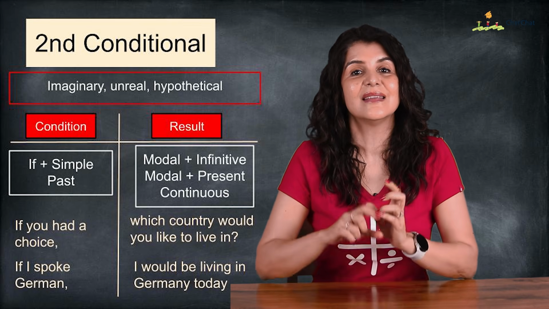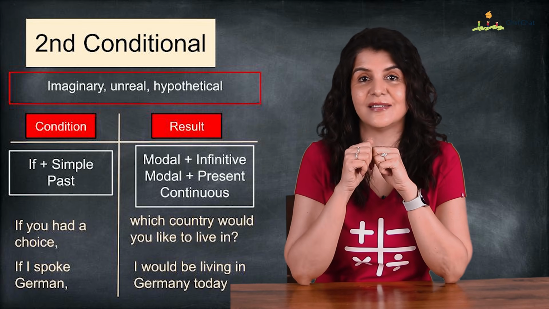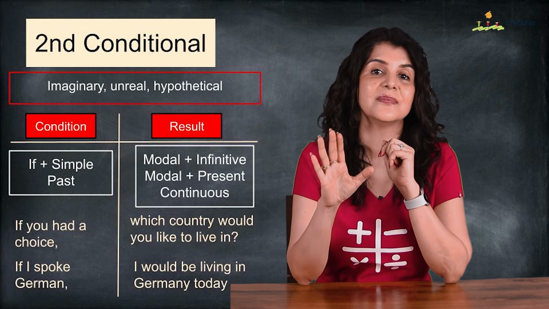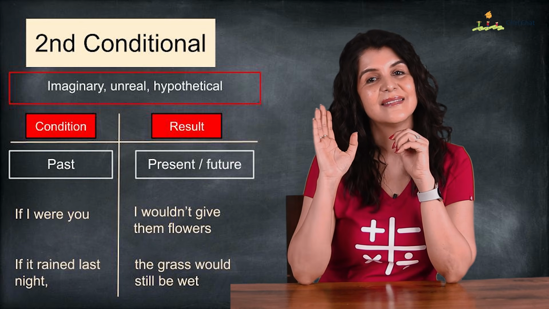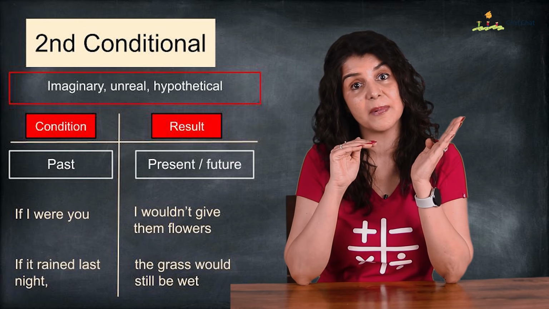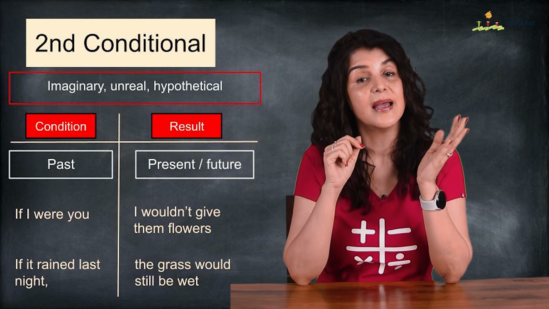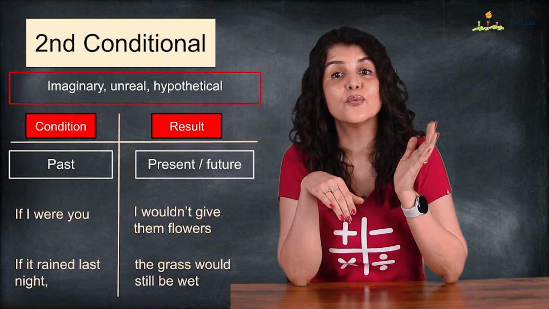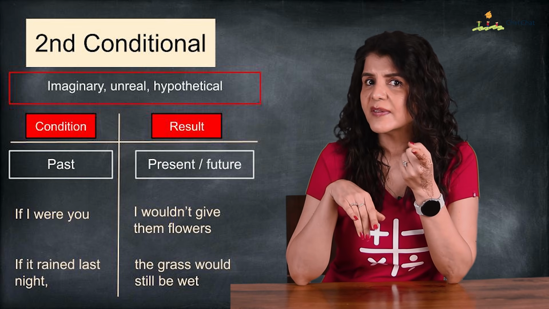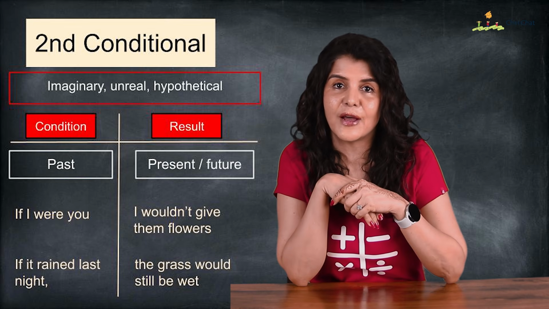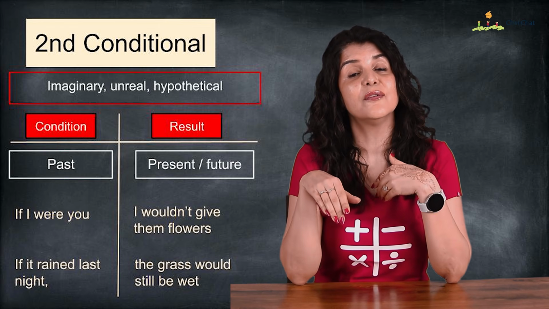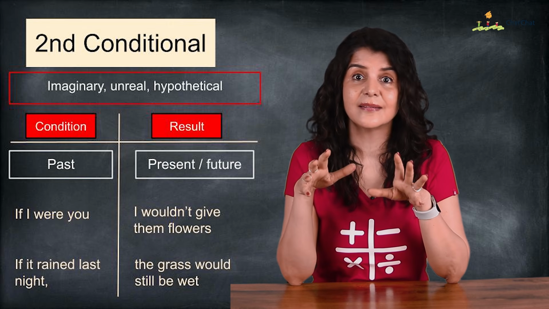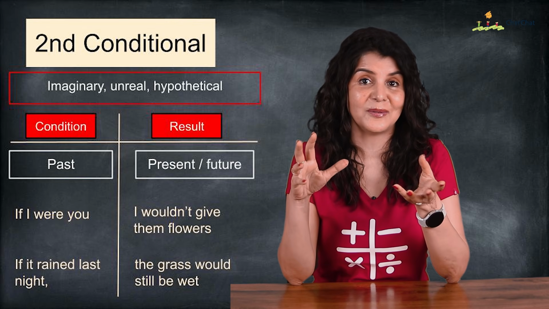The main clause is would plus present continuous. The would is always there in the main clause, and the situation becomes imaginary. In the second conditional, the condition is in the past. The if clause is in the past, but the result is in the present or the future. If I were you, I wouldn't give them flowers. Remember sometime back we said if you go to their house, give them flowers, to which your friend might reply, if I were you, I would not give them flowers. They love plants and they might get upset at flowers being sold.